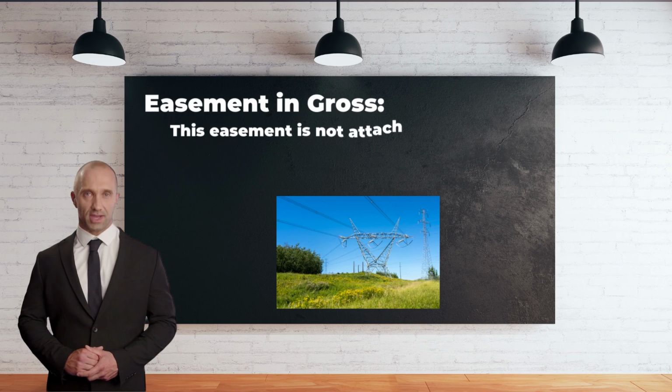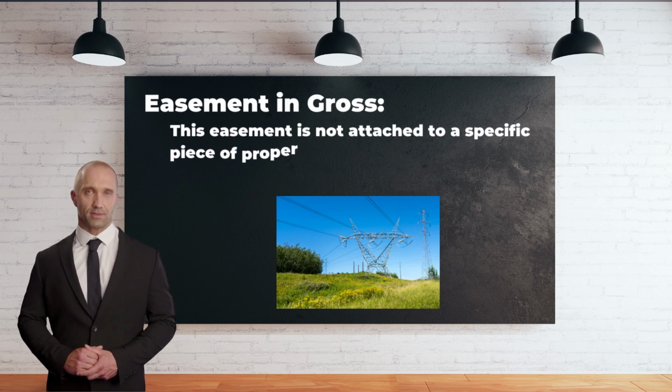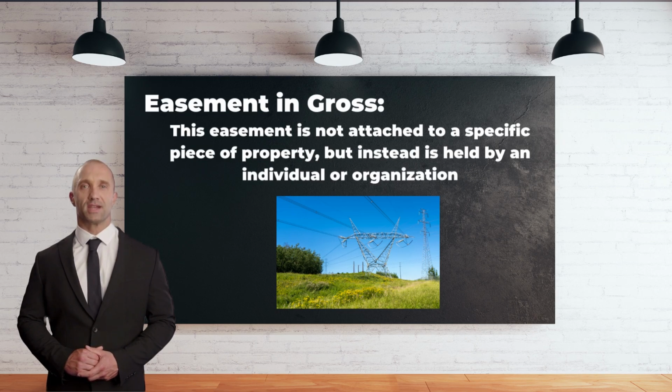Another type of easement is an easement in gross. This one is not attached to a specific piece of property, but instead is held by an individual or organization. A common example of this would be a utility company that has the right to run power lines or other infrastructure through various properties to provide service to their customers.